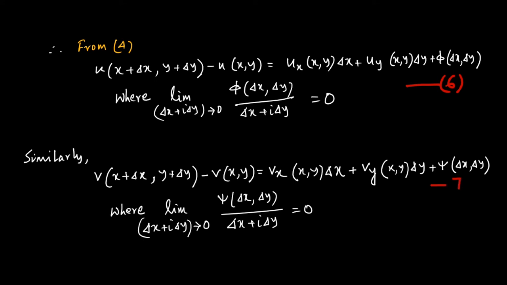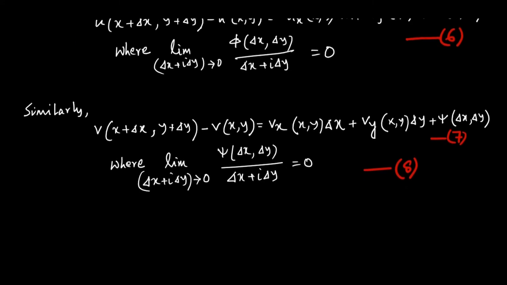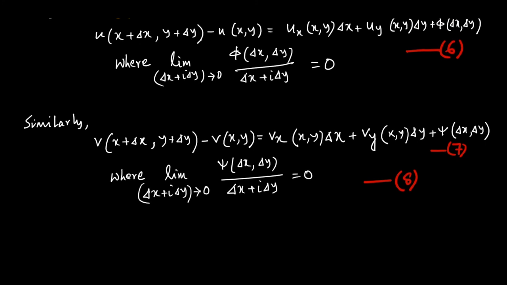Let us call the first one as equation number 7 and this one as equation number 8. So now, if I do 6 plus i into 7, where i means root over of minus 1, the imaginary unit. If I do 6 plus i into 7, can you tell me what I'll be getting?